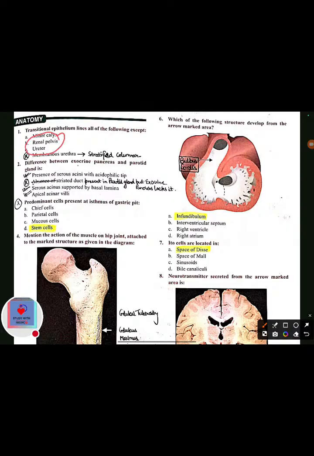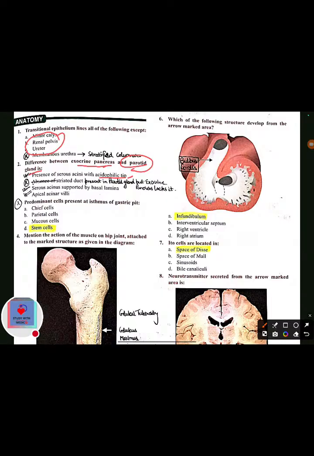What is the difference between exocrine pancreas and parotid gland? Pancreas is a mixed organ. It contains both the endocrine and the exocrine portion. So the question is the difference between exocrine pancreas and parotid. Presence of serous acini with acidophilic tip is a similarity. Both of them have the serous acini with acidophilic tip.